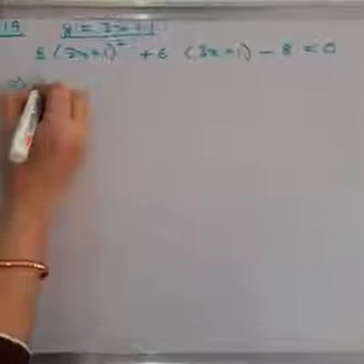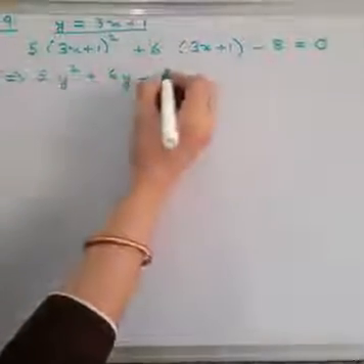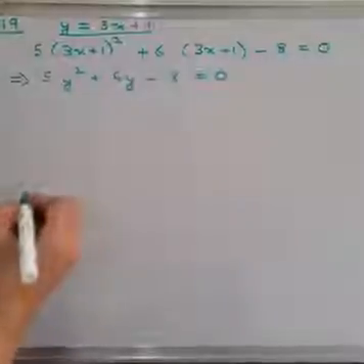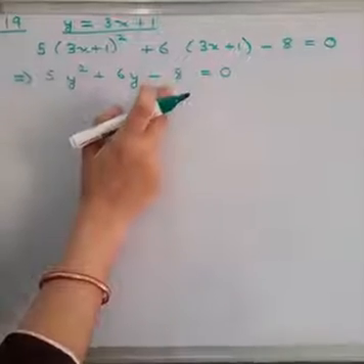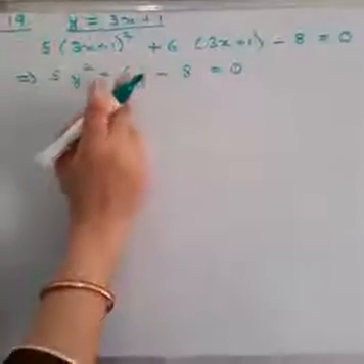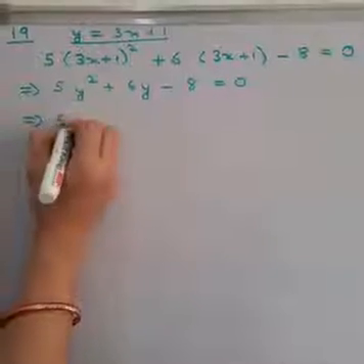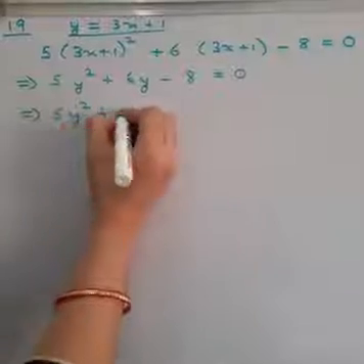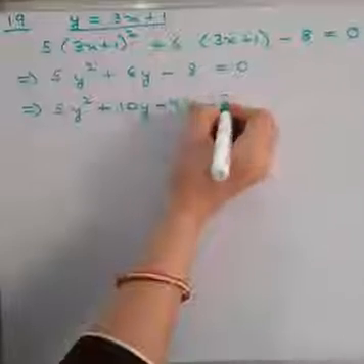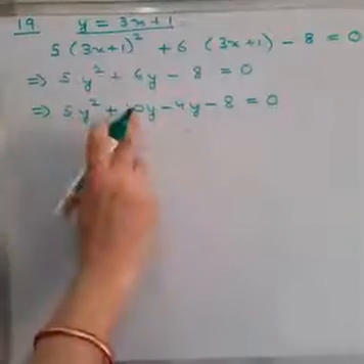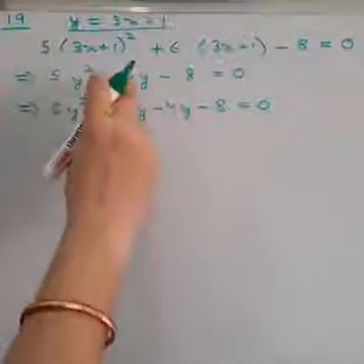So in that case this will become 5y squared plus 6y minus 8 is equal to 0. Now we need to break 5 into 8, 40. So we need to break 40 in order to get 6. So you know that 10 into 4 is 40. So this can be written as 5y squared plus 10y minus 4y minus 8 is equal to 0. So that 10 into minus 4 is minus 40 and 10 minus 4 is 6.